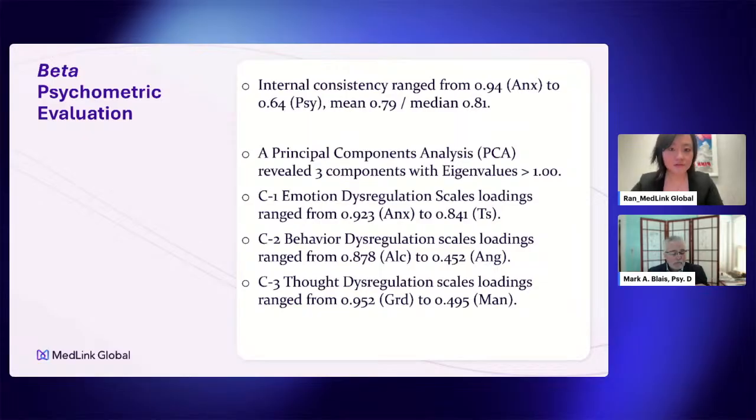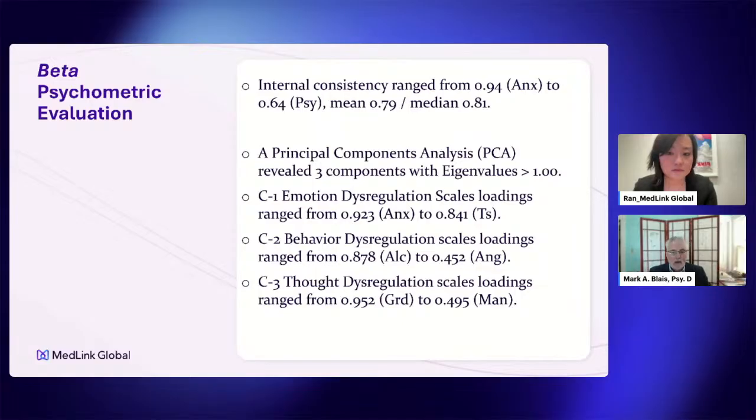After selecting items and removing some items, we organized the scales. The scales had good to very good internal consistency. Internal consistency ranged from 0.94 for anxiety to 0.64 for psychosis, and had a mean of 0.79 and a median of 0.81. We then employed principal components analysis to find the factor structure of the 13 scales. And what we found were three components that had eigenvalues greater than 1, which is simply a rule of thumb for how big a factor should be if you're going to extract it.